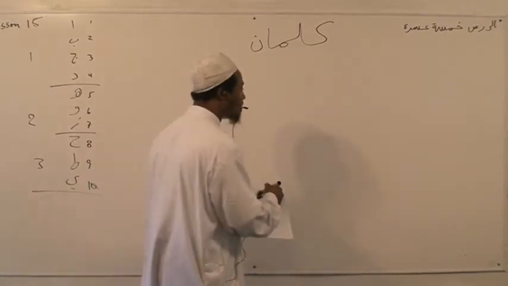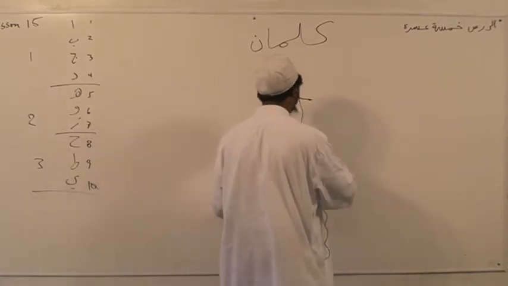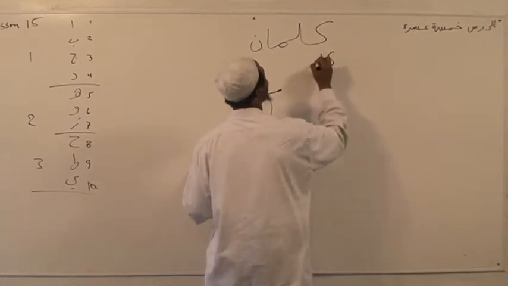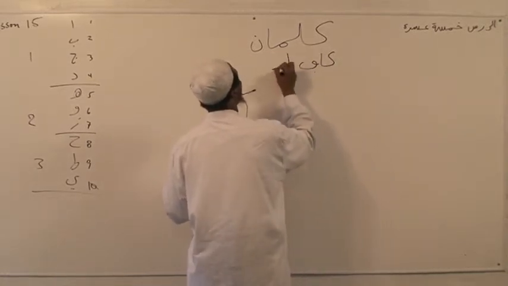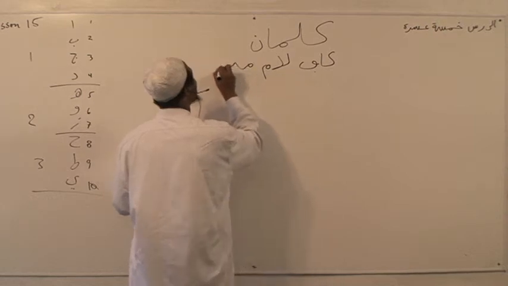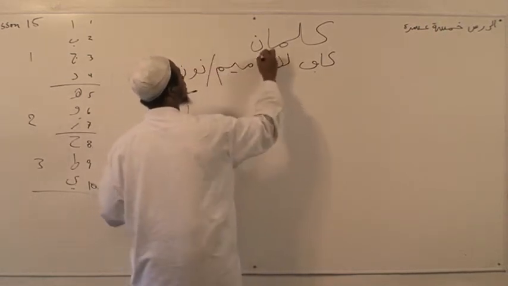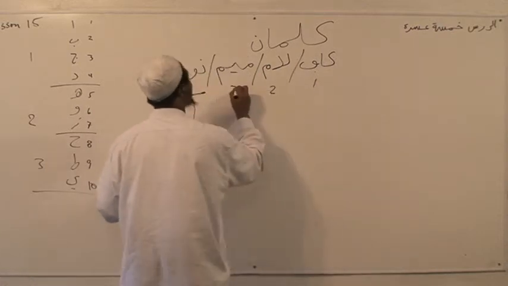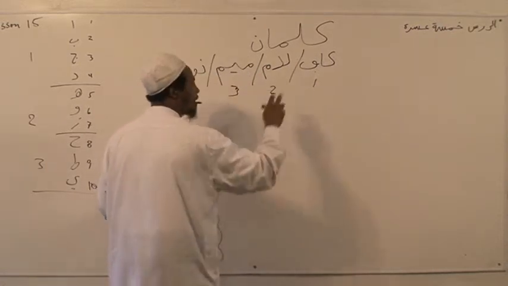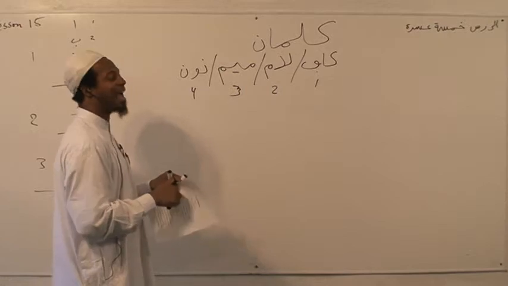So this represents for us the letter KAAF. Say it. KAAF. LAM. Meem. And NUN. Okay? KAAF, LAM, MIM, NUN. And that's what we're going to go through today. We're going to go through KAAF.